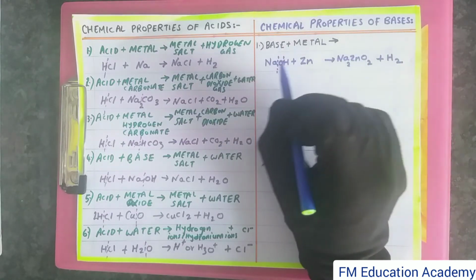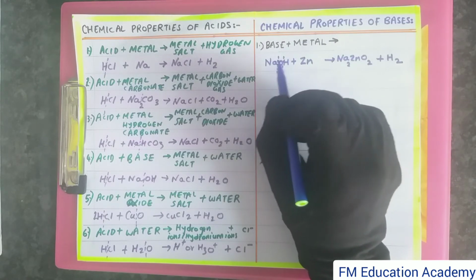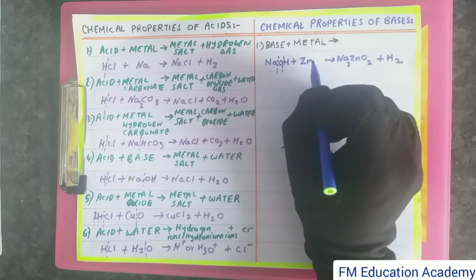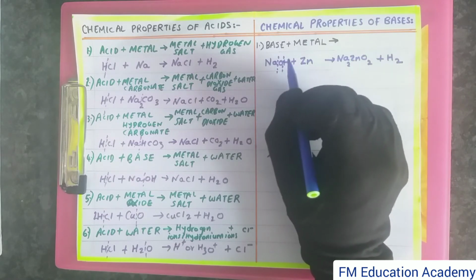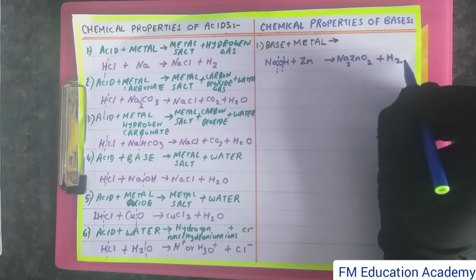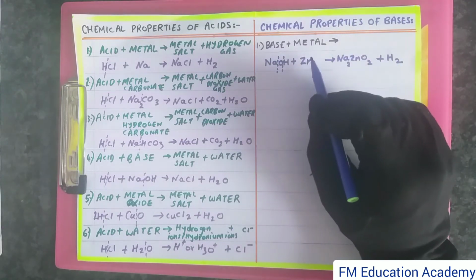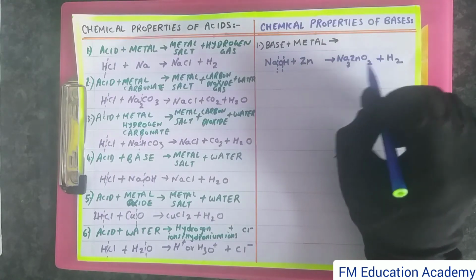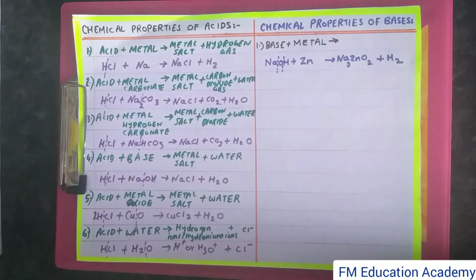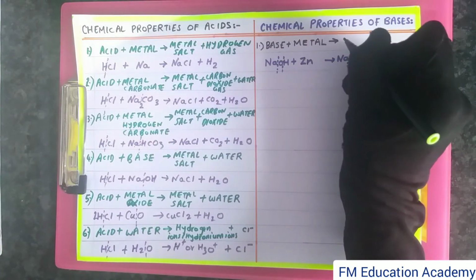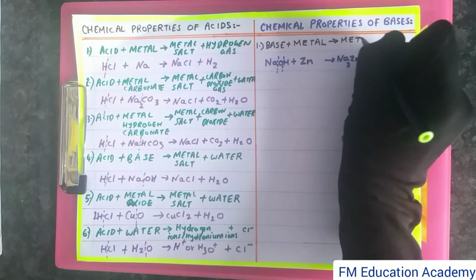So remember, both sodium and oxygen, both Na and O, are reacting with this zinc metal, and they are leaving hydrogen gas alone. Hydrogen is not reacting with zinc. So we write hydrogen separately because it is not reacting with zinc, but both sodium and oxygen react with zinc to form sodium zincate, Na2ZnO2. So whenever a base reacts with a metal, metal salt and hydrogen gas are evolved.